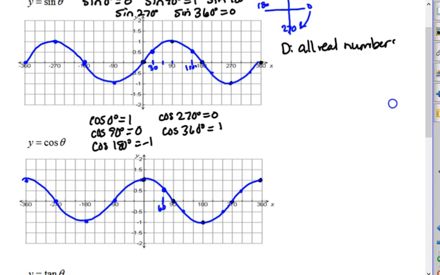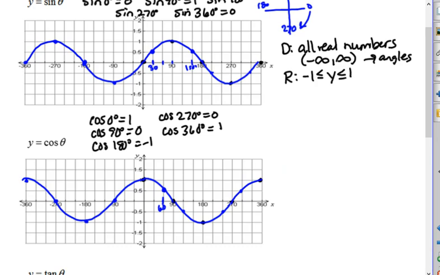Now, another way we can write that is negative infinity to positive infinity. In other words, any number I can think of, I can put in for the domain. And these happen to be our angles in this case. So our angles can go from positive to negative infinity. Now the range, we have a limit here. The highest we can go is 1, and the lowest we can go is -1. So we say -1 is less than or equal to y is less than or equal to 1.